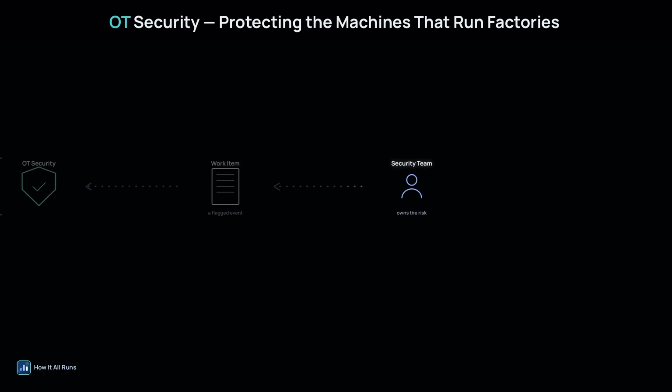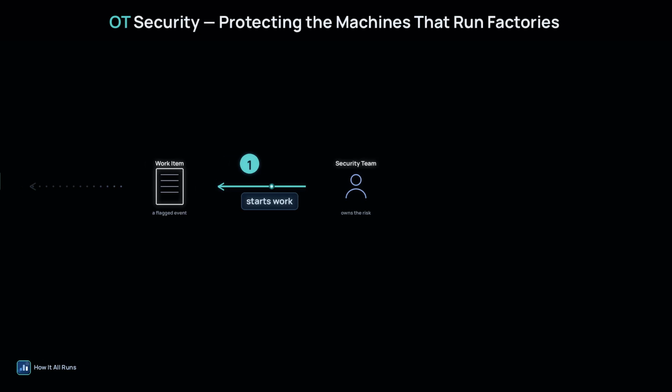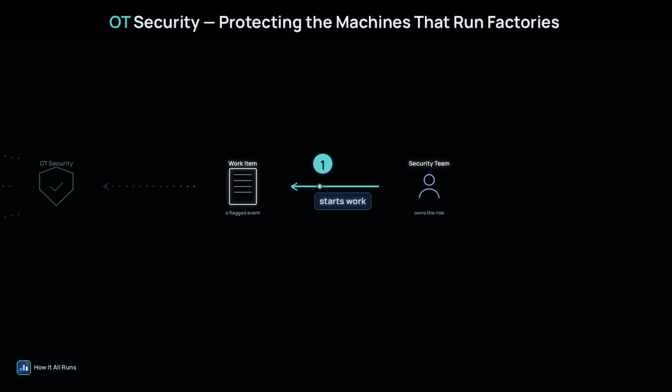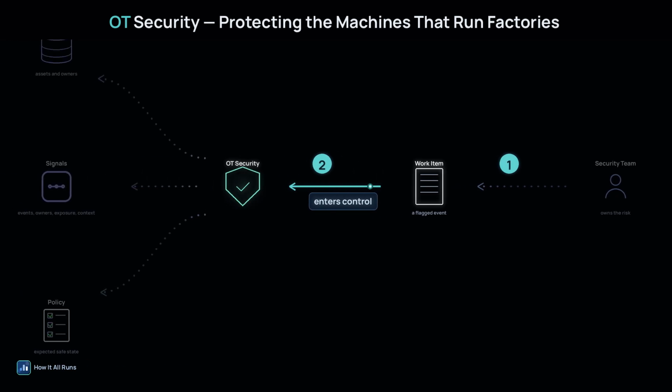Now follow one item through the system and watch uncertainty become evidence. Step 1. Normal work begins. Security works best when it sits in the path of real work. The work item reaches OT security, protecting the machines that run factories. The control is designed for this class of risk.